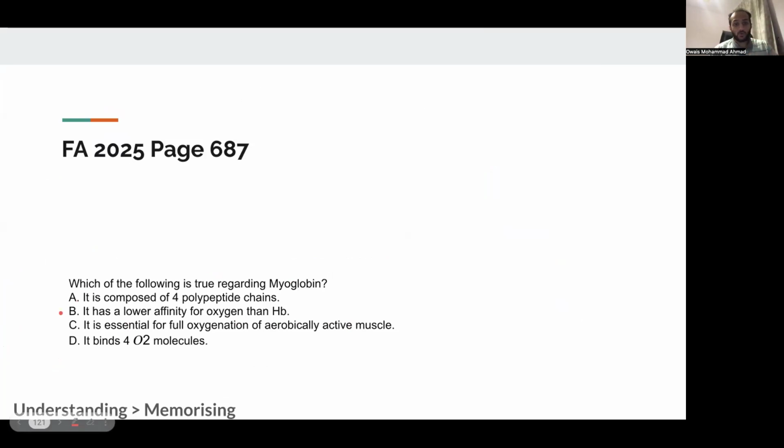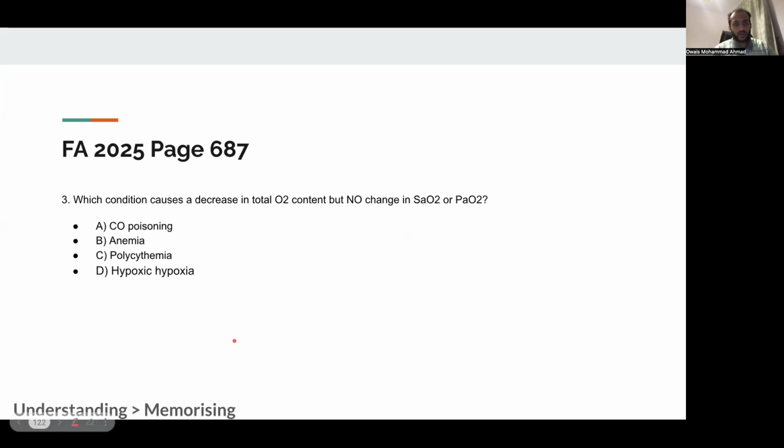Which of the following is true about myoglobin? It has a 4 polypeptide chain. That's wrong, it's a 1. It has a low affinity for oxygen compared to hemoglobin. No, in fact, it has more. It has only one binding site. It is essential for full oxygenation for aerobically active muscles. That is completely correct. And then we can see binds to O2 molecule. That's wrong. When conditions cause a decrease in total O2 content, but no change in SaO2 and PaO2.